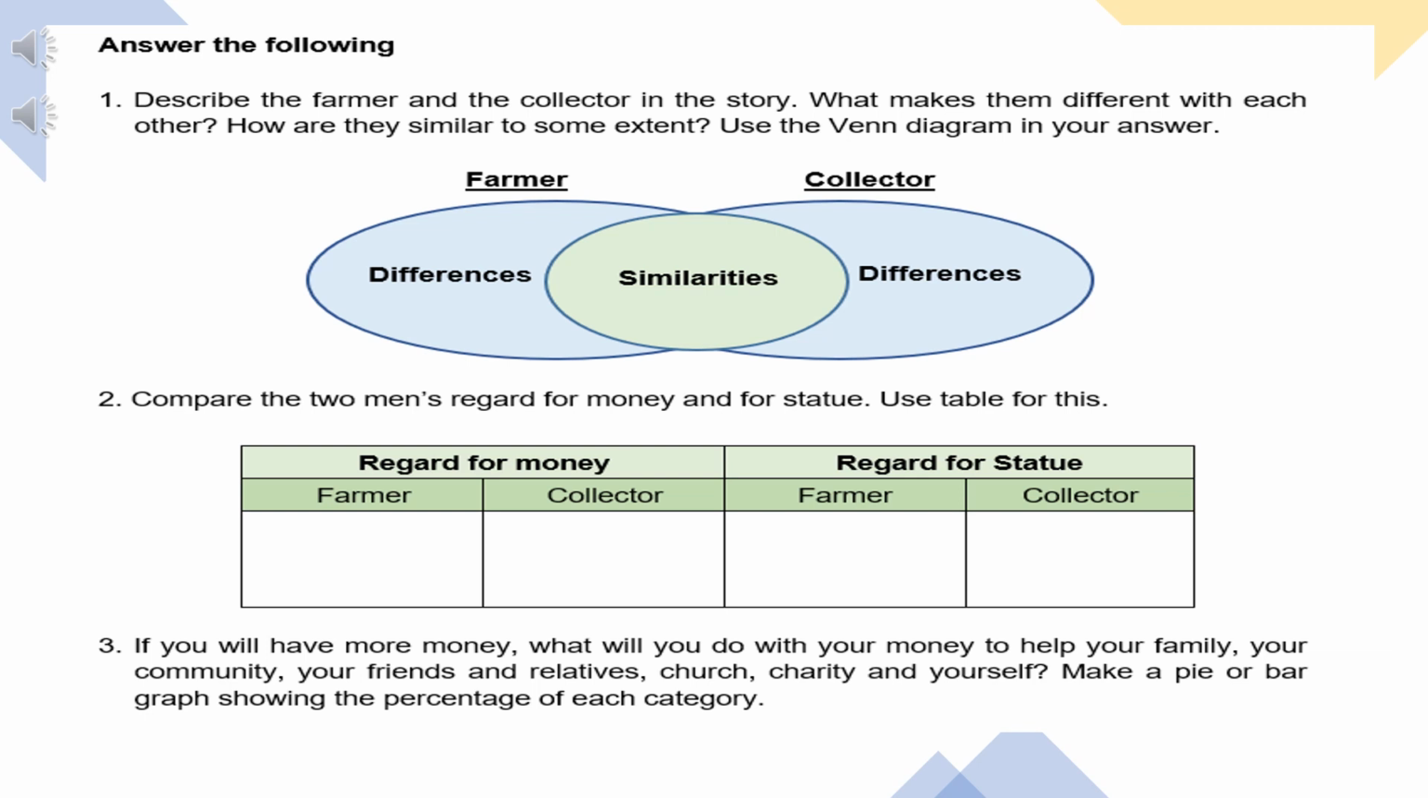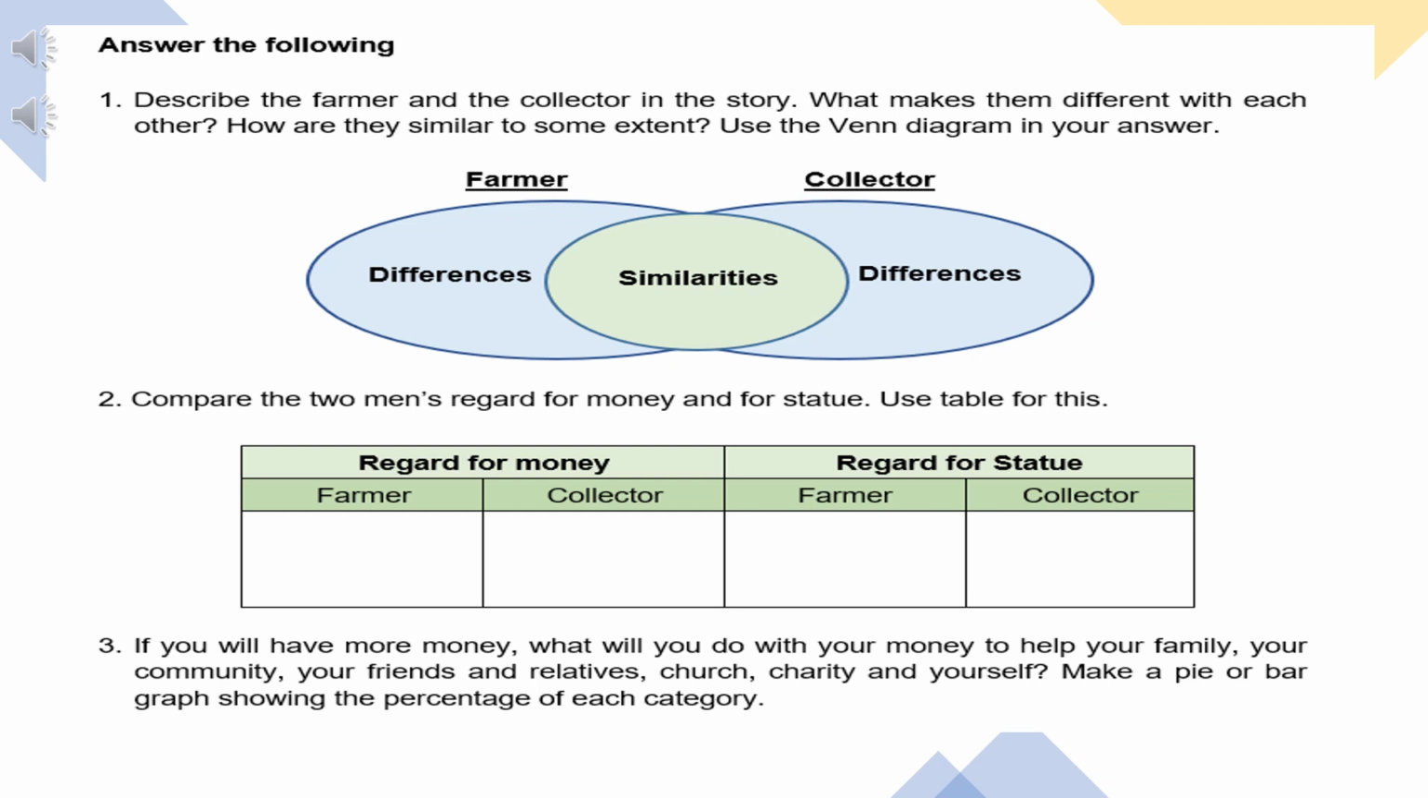Answer the following. Number one, describe the farmer and the collector in the story. What makes them different from each other? How are they similar to some extent? Use the Venn diagram in your answer. So we have here the Venn diagram, the farmer. What can we say about the farmer?